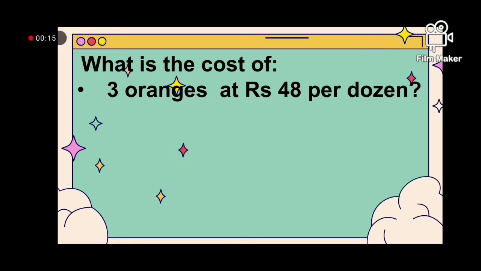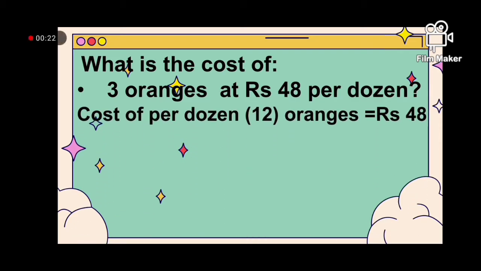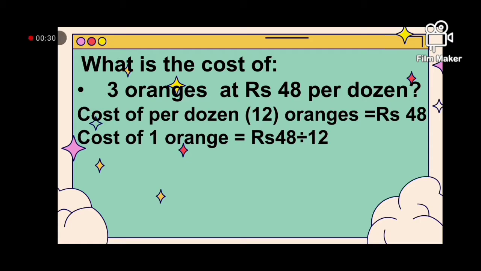We have to find the cost of 3 oranges at rupees 48 per dozen. First of all, you should know what a dozen is. A dozen means 12. Means the cost per dozen, or 12 oranges, is rupees 48. Now the cost of 1 orange is equal to rupees 48 divided by 12. When we find the cost of a unit item, we divide. 48 divided by 12 is equal to rupees 4. The cost of 1 orange is rupees 4.